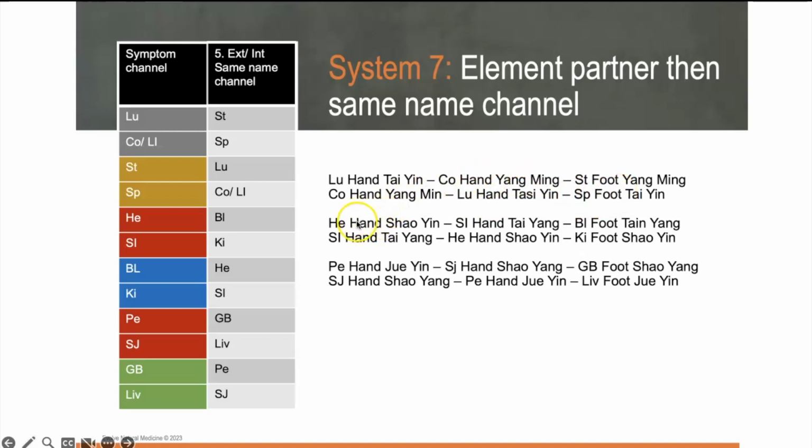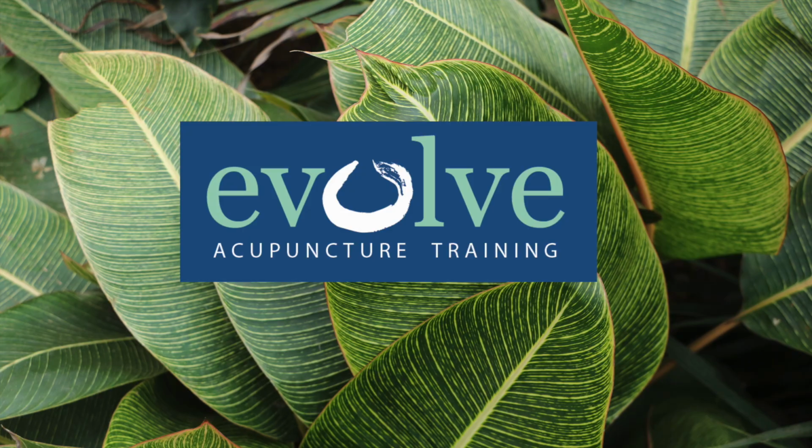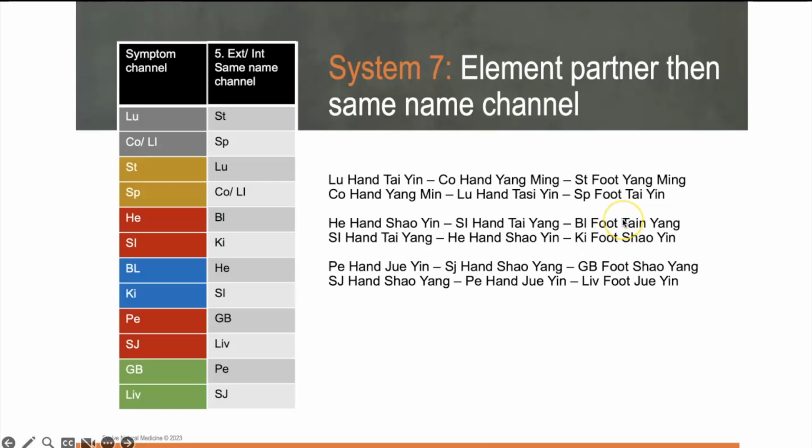Moving down further, we've got hand heart shao yin, which is the fire element. So the fire element is obviously the small intestine, hand tai yang. So hand tai yang being in the foot is bladder foot tai yang. We move down again to the small intestine, hand tai yang, balanced by the heart in its element partner. And then because it's shao yin, the heart is going to be balanced by shao yin. So the small intestine is going to be balanced by the kidney foot shao yin.